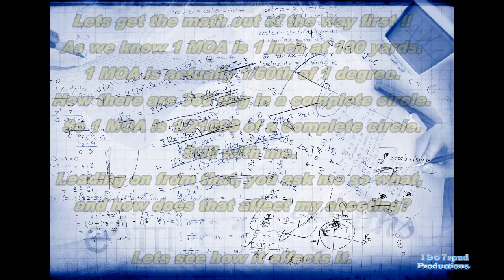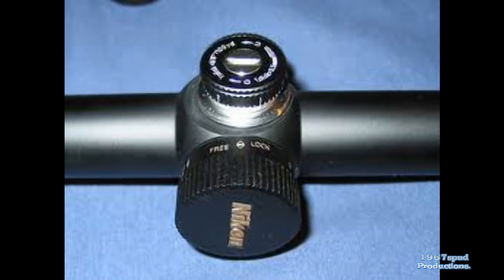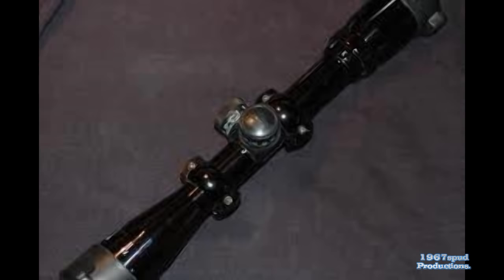Welcome to this latest video where I'm trying to explain minute of angle, also known for short as MOA. There are different types of measurement for your scopes in the shooting world, like mil dot, mil rad, and there's also a metric system, which the other two are metric, but that's another version. You can also do a quarter of an inch at 100 yards, but we're going to stick with MOA now.